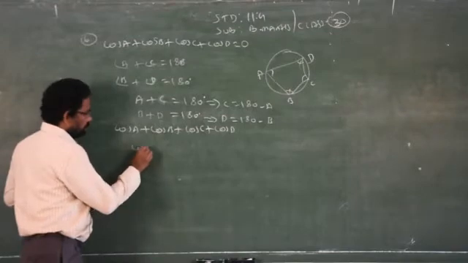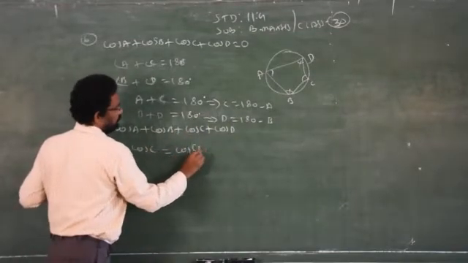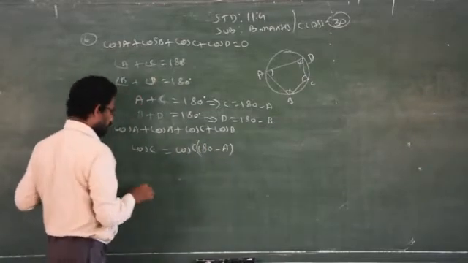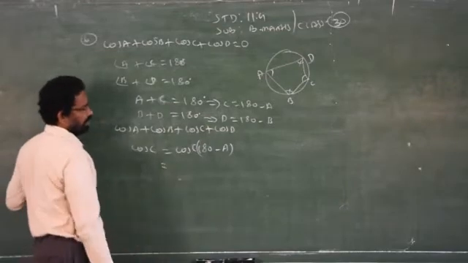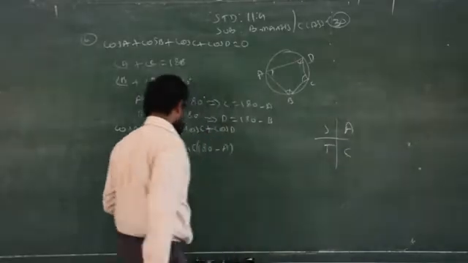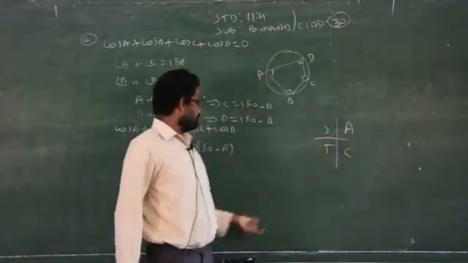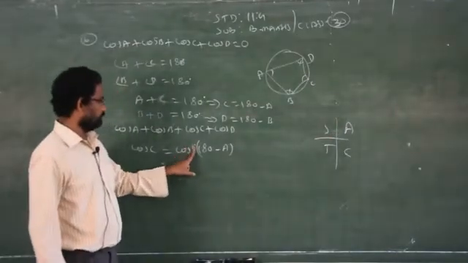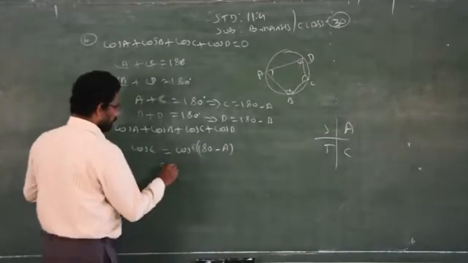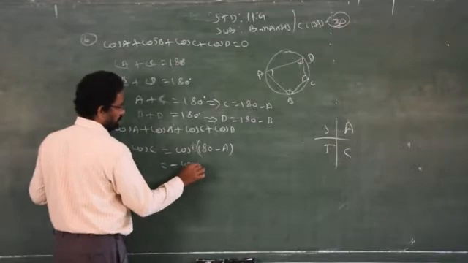So cos C, I am taking cos on both sides. Cos C is equal to cos of 180 minus A. Then you know cos 180 minus A. Remember, in this quadrant sine alone is positive, but what is given here? Cos. Clear? So cos will be the negative one. Therefore, no change in the ratio because it is 180, so minus cos A.